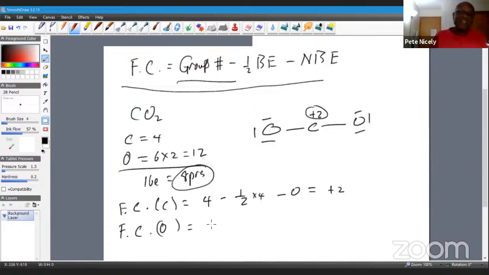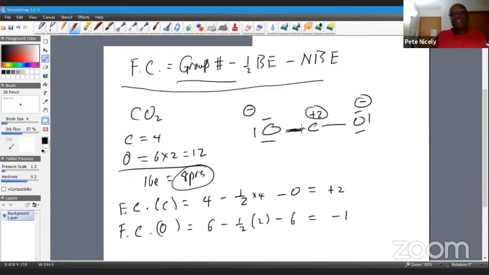And that would be group number, which is 6, minus half of 2 electrons, minus the number of non-bonding electrons, which is 6. So this works out to be equal to -1. So each oxygen has a -1 charge. So here we have a situation where we have a carbon, which has a +2 charge, directly bonded on either side to one oxygen, each having a negative charge.